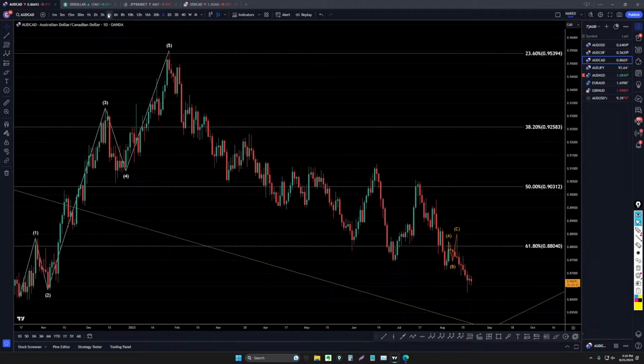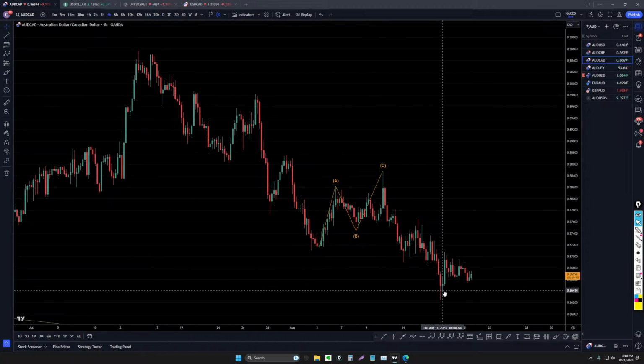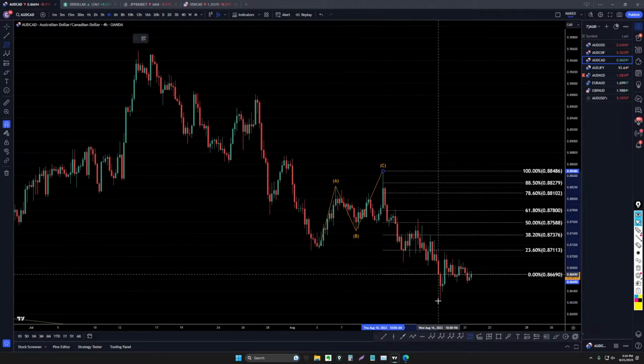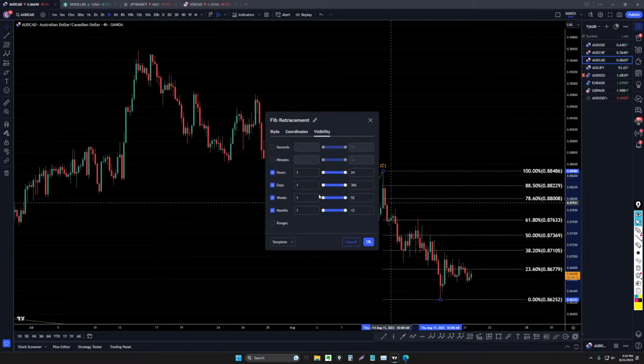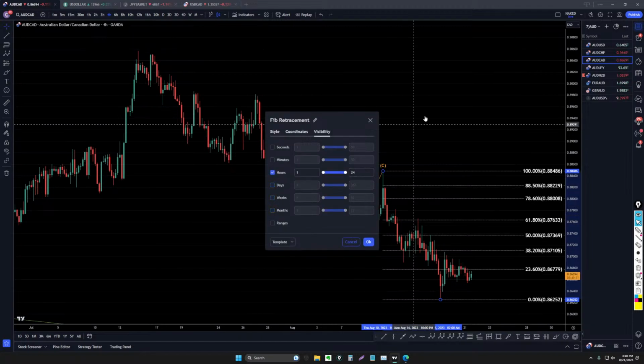One thing for sure is I would be looking for shorts on shorter time frames. Ooh, it looks like it's going to go up for wave C, so we may be getting close to making a short. Get rid of these.